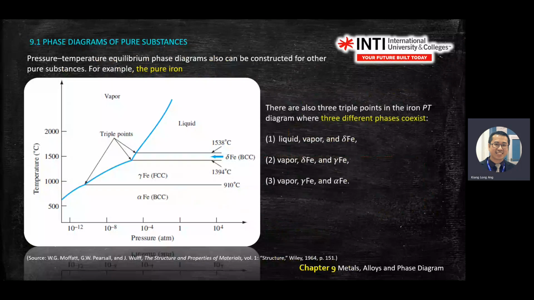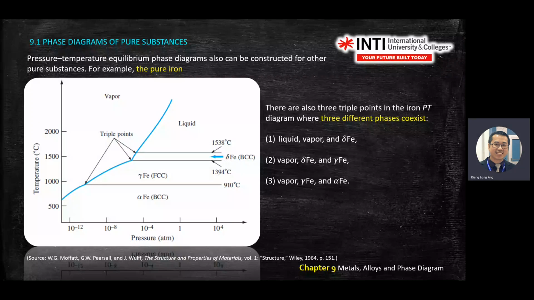So be specific on the location. How we ask you: we will give you point A, point B, point C, and you write the phases that exist in that particular region. It will give you like 5 points on the graph, then you write what you have. For example, I pick this point: you write liquid, vapor, and delta. If you write gamma, alpha, it means wrong already.